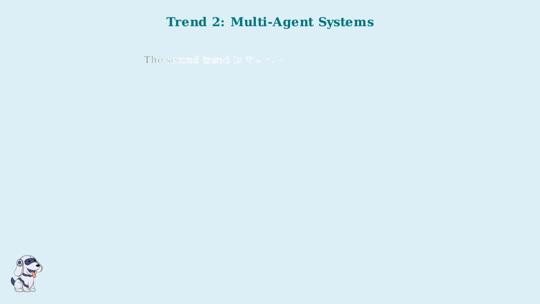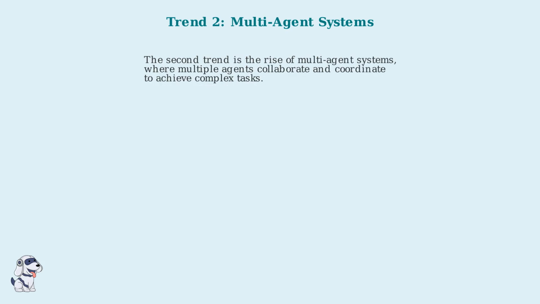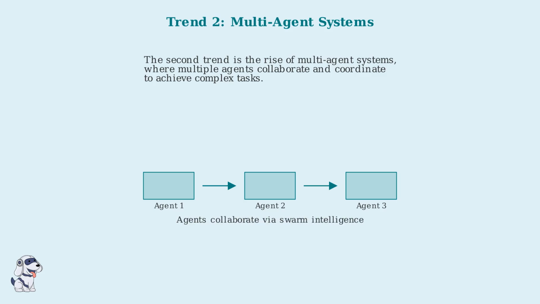The second trend is the rise of multi-agent systems, where multiple agents collaborate and coordinate to achieve complex tasks. These systems can handle problems that are too large or complex for a single agent to solve. A single agent is limited to handling simpler tasks on its own. In multi-agent systems, multiple agents work together, coordinating through methods like swarm intelligence to tackle complex challenges. For example, they can optimize supply chains by distributing tasks across specialized agents.